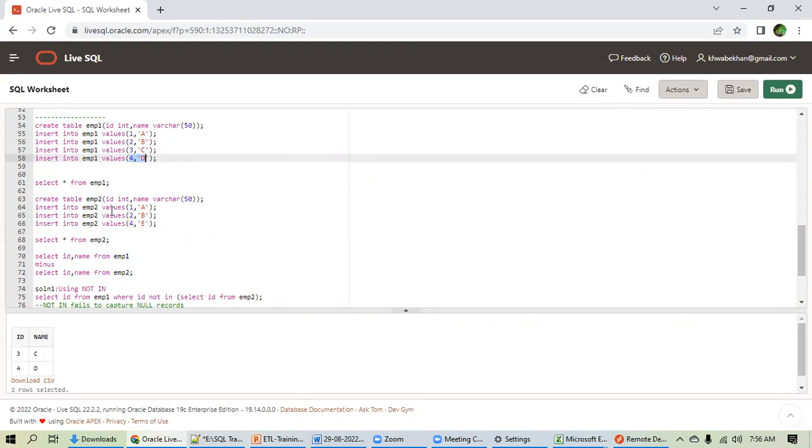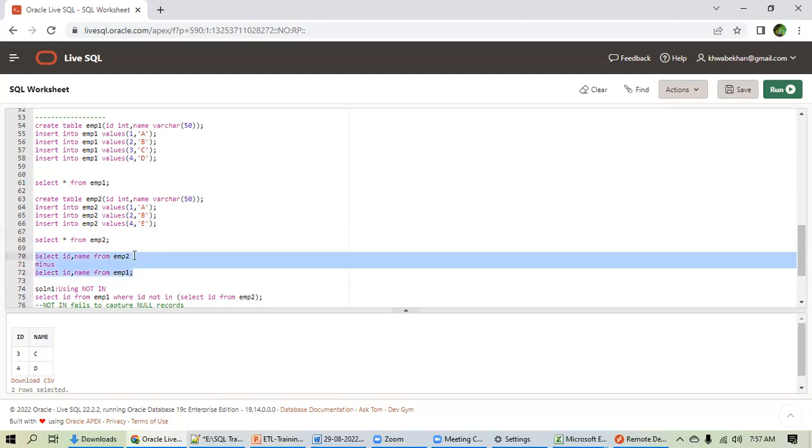Very good. Same question you can ask: okay, fine, Tanvir, here you are showing the IDs which are present in employee 1 but missing in employee 2, right? But what if I reverse or swap this? Now, what is the meaning of this query? First of all, explain the meaning of this query. So we want those records which are present in employee 2 table, not in employee 1.